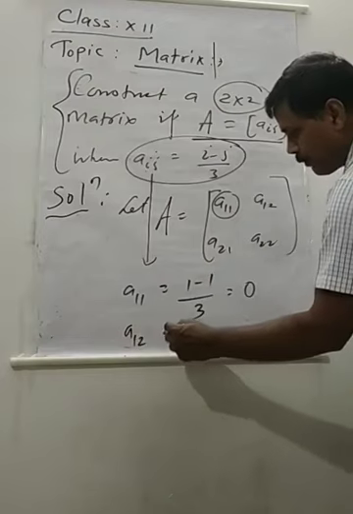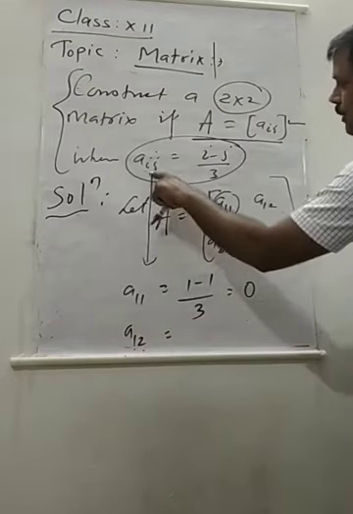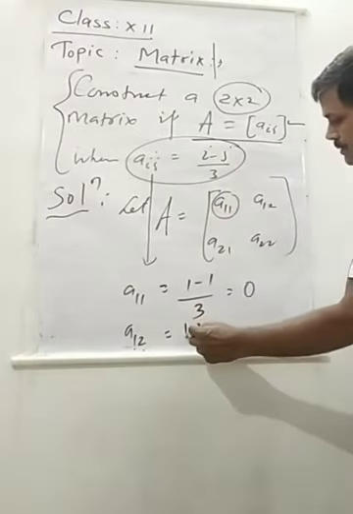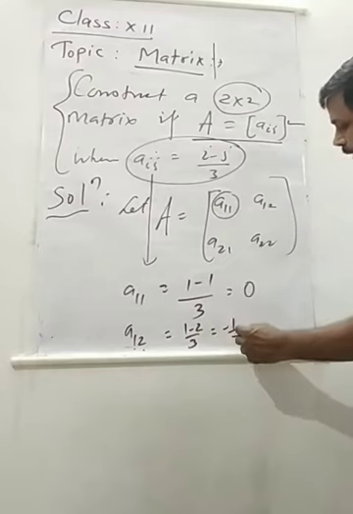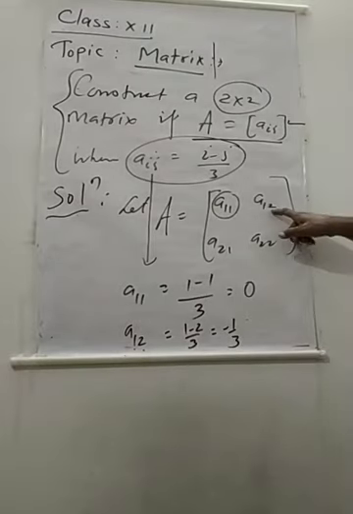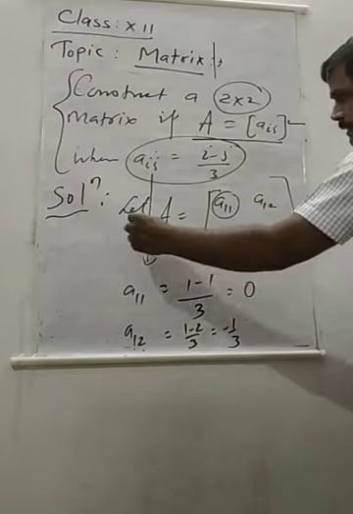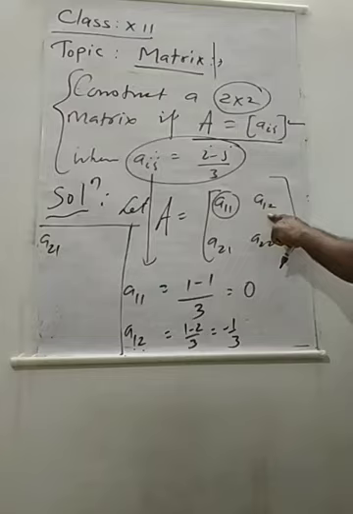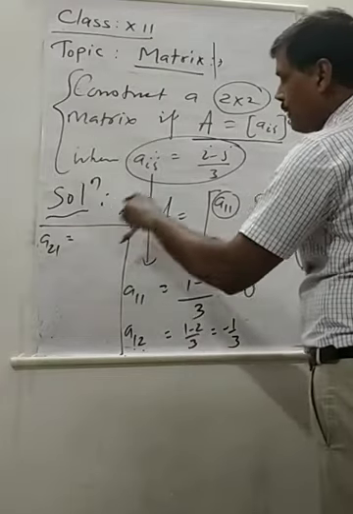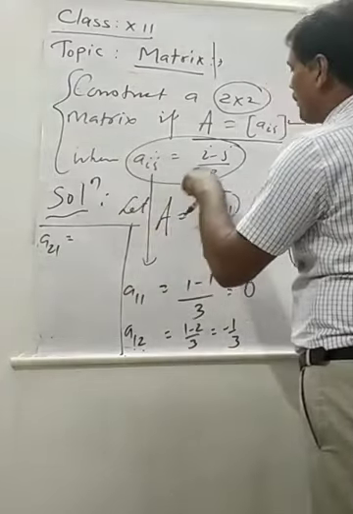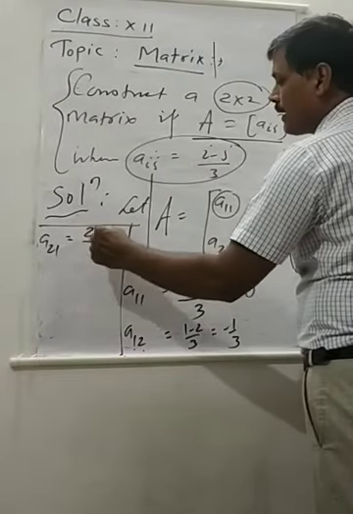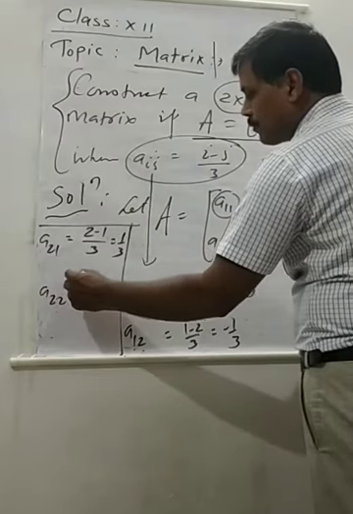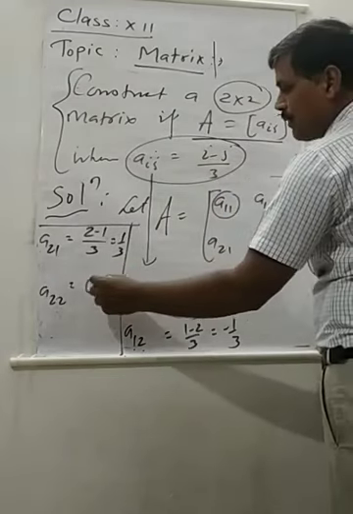Similarly, let's go for a12. Here i is 1, j is 2. Putting it again in the same formula: (1 minus 2) by 3. It is minus 1 by 3, children. So the second element is minus 1 by 3. Similarly, we have a21: i equals 2 and j equals 1. Putting the values, (2 minus 1) by 3 means 1 by 3. And the last, a22: 2 minus 2 means 0 again.